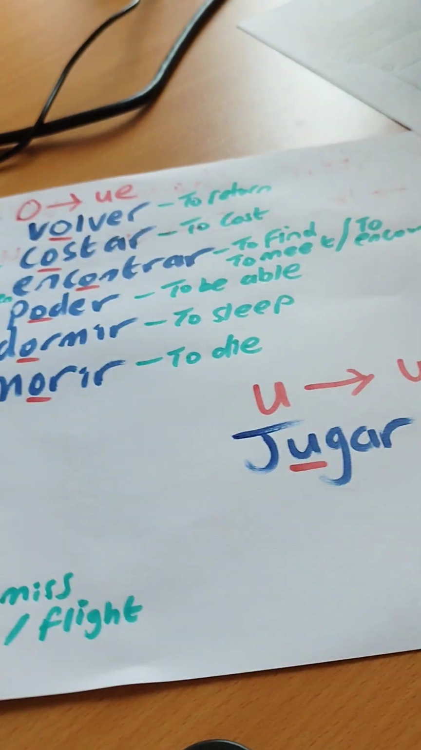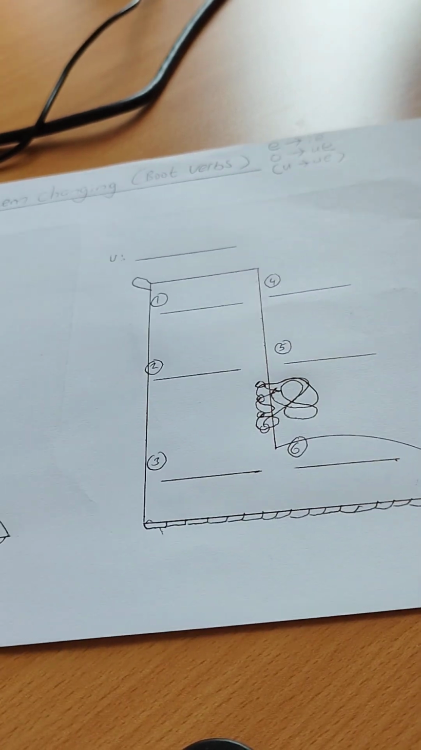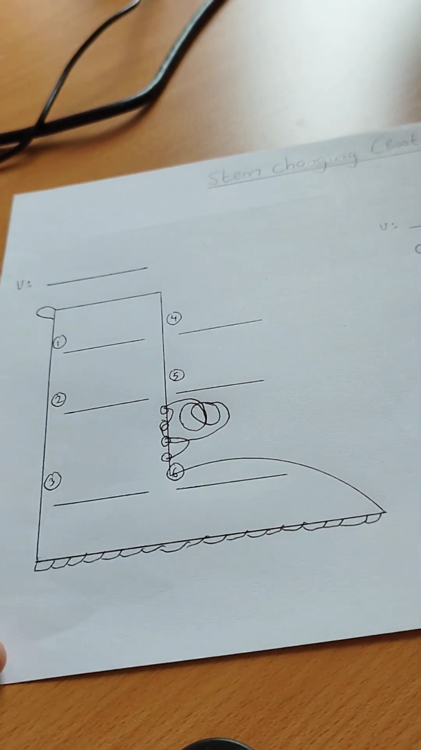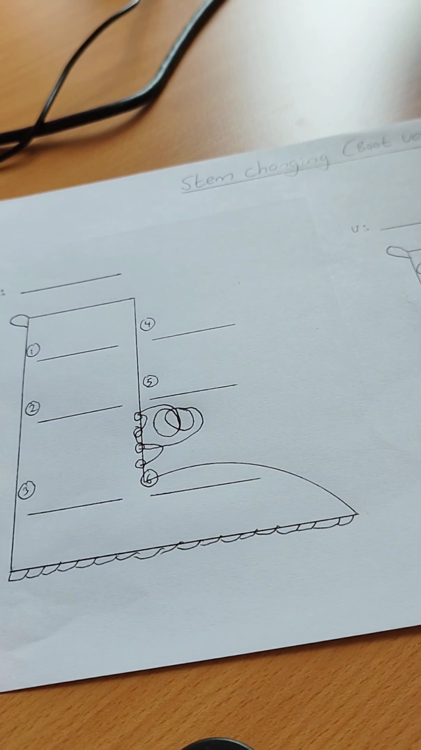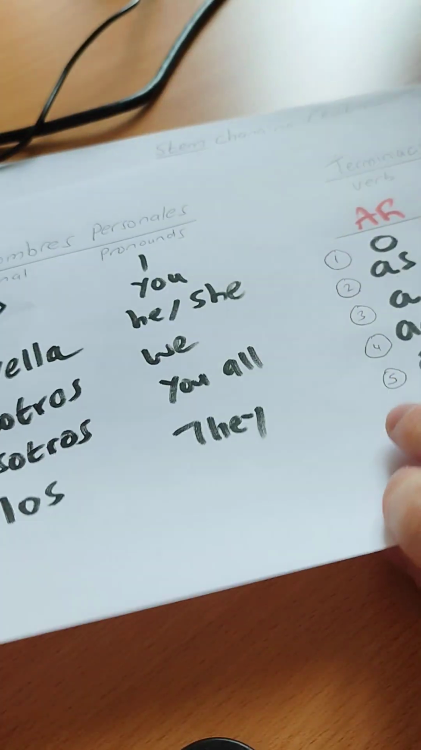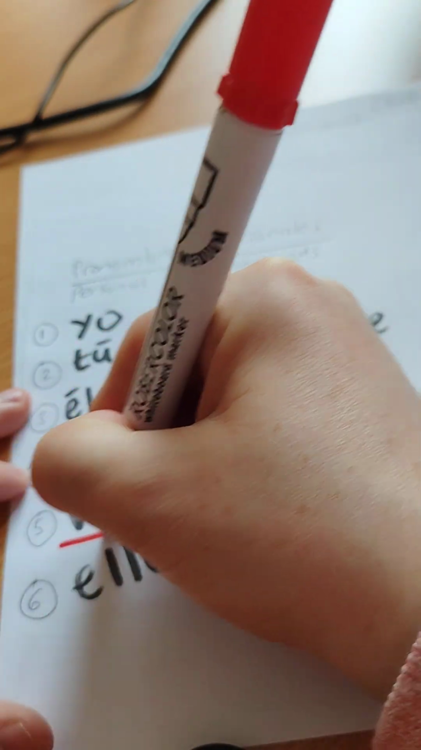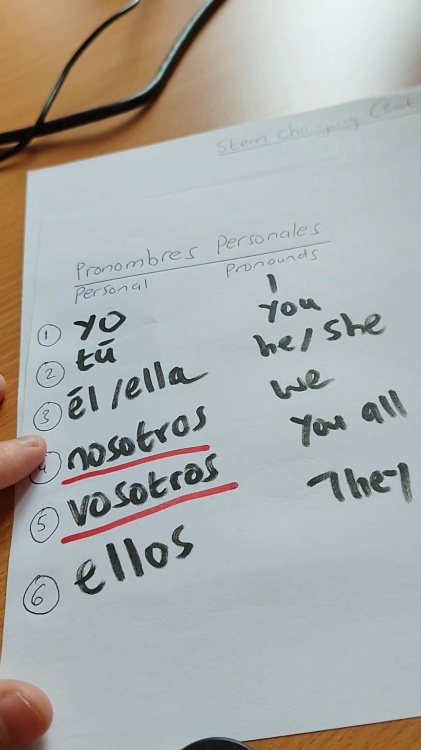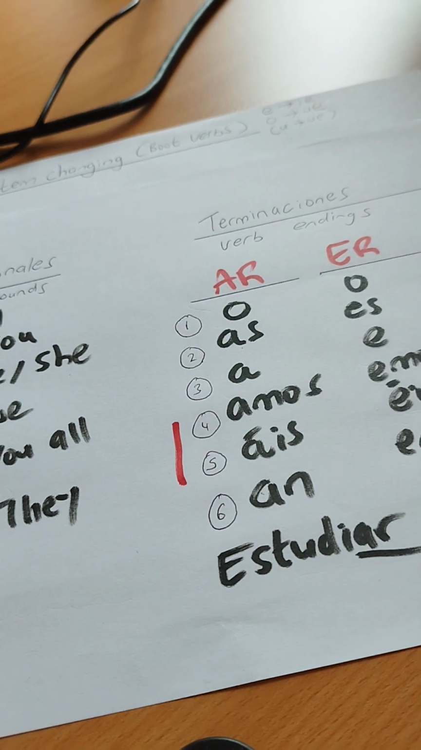Okay, so a way that I found very useful, and I know we did this in class as well, I made two nice little boots here because I have plenty of free time, just to show it. Okay, so there's a rule with the stem changing verbs. Okay, and I'm going to go back to my pronouns again, and I'm going to highlight nosotros, and I'm going to highlight vosotros. Persons 4 and 5.